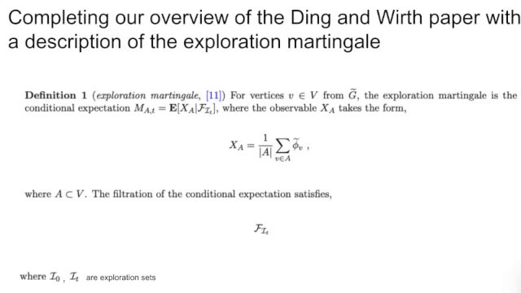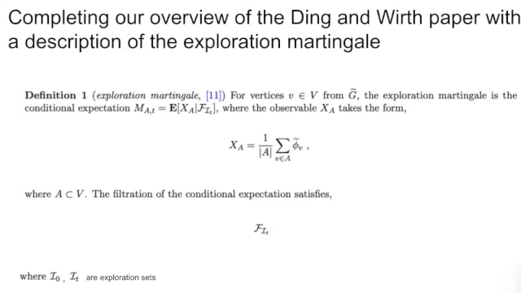And the exploration martingale is specifically given by a conditional expectation M_A(t) equal to the expected value of X_A, which is some observable, with respect to a filtration F_t, where this observable X_A takes the following term. So what we want to make use of is the fact that the Gaussian free field, because it's a distribution, does not make literal sense, and it's ill-defined to try to define the Gaussian free field pointwise.